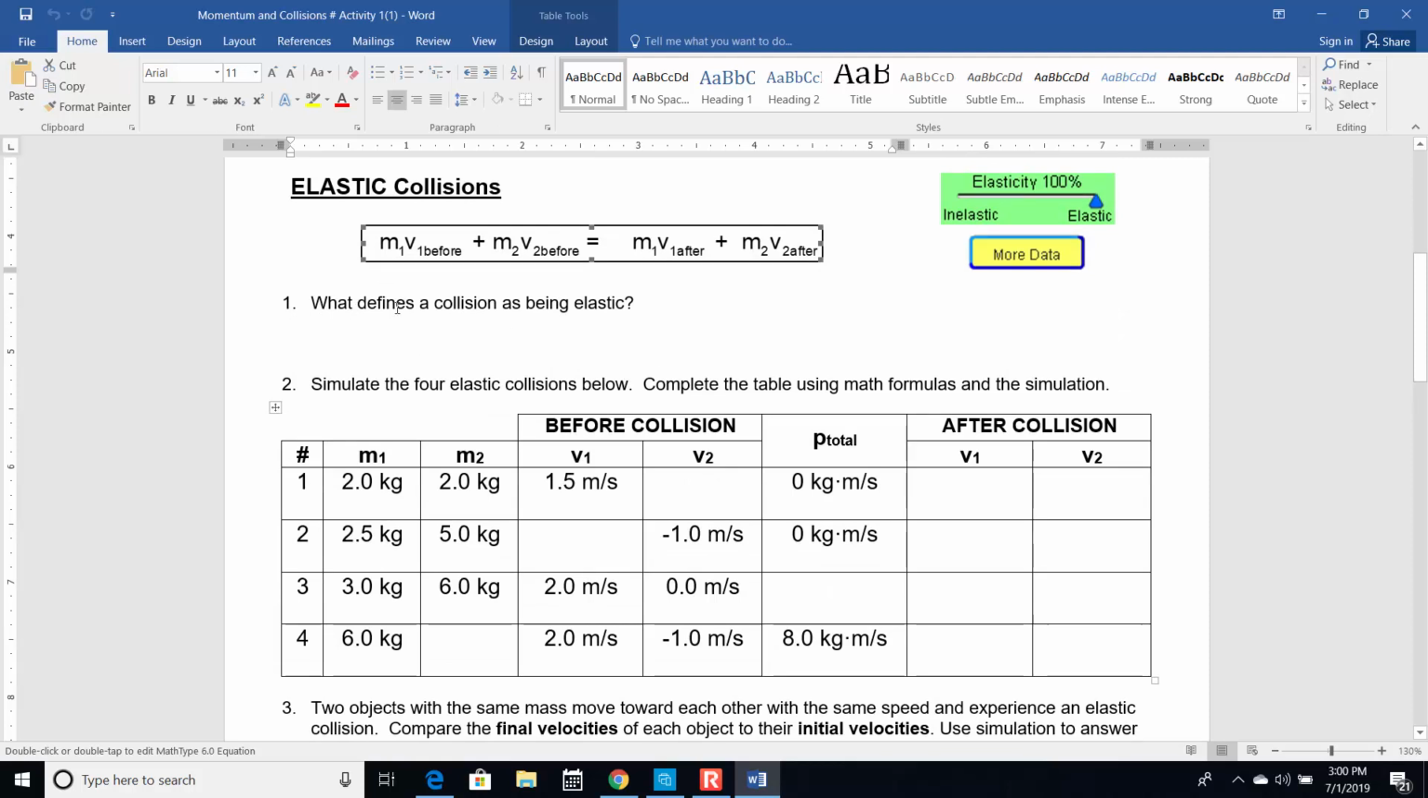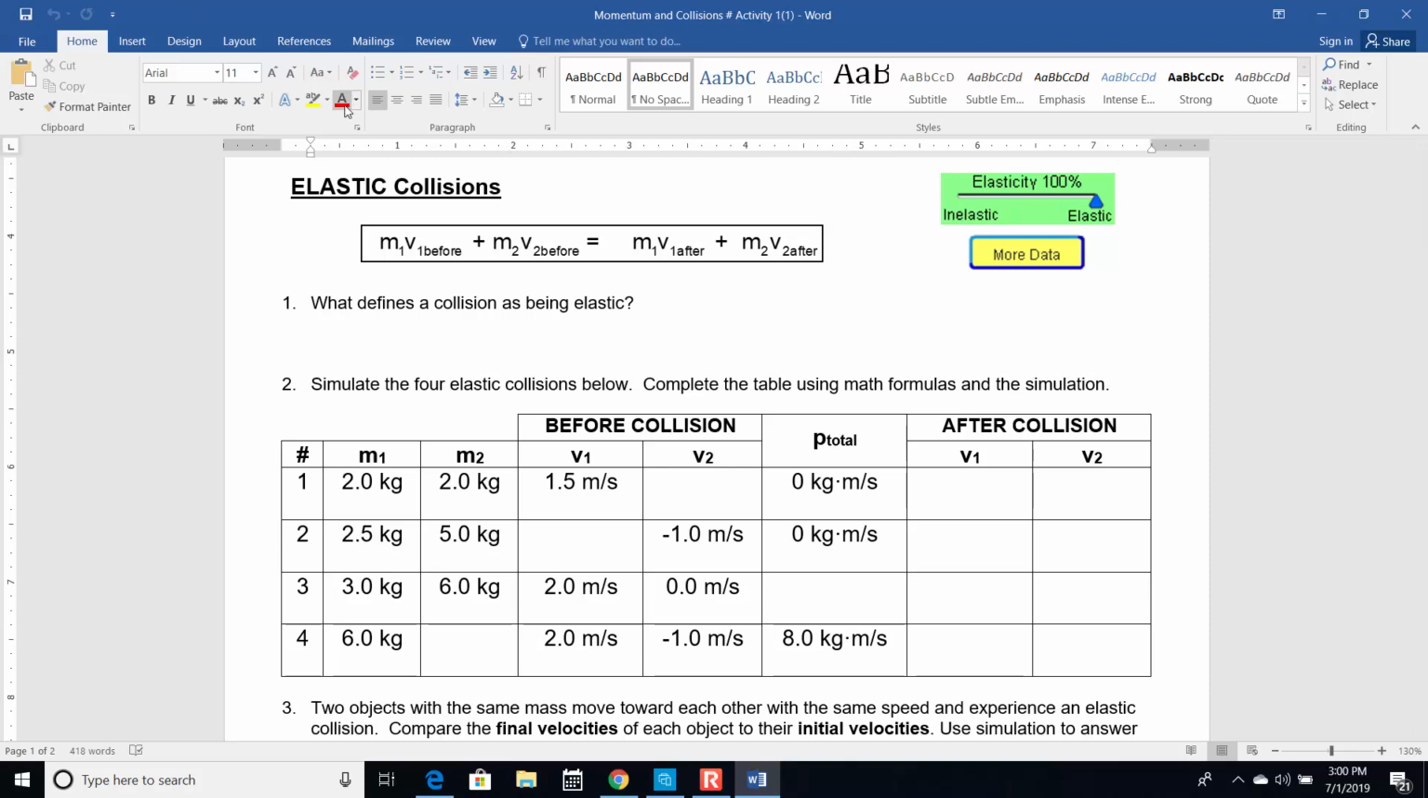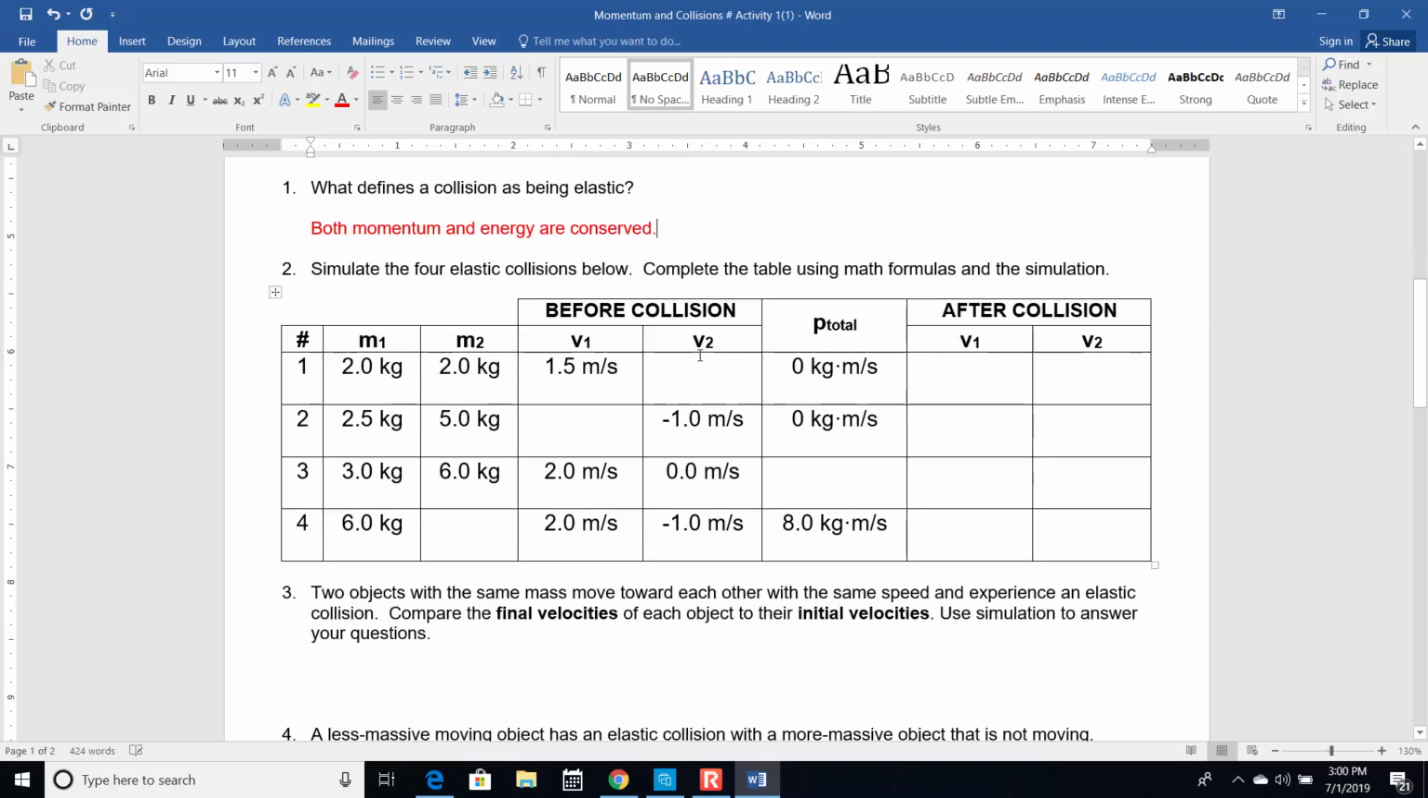Number one, what defines a collision as being elastic? How do you define the elastic collision? So the answer, whenever you write the answer, use the red one. In an elastic collision, both momentum and energy are conserved. That is called the elastic collision. And then now you have to simulate all this table. I'm going to show you one.